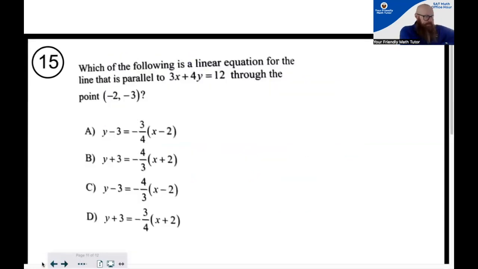Okay. Moving on to number 15. Which of the following is parallel and goes through this point? All right. Notice every answer is in point slope form. So we're going to use point slope form.